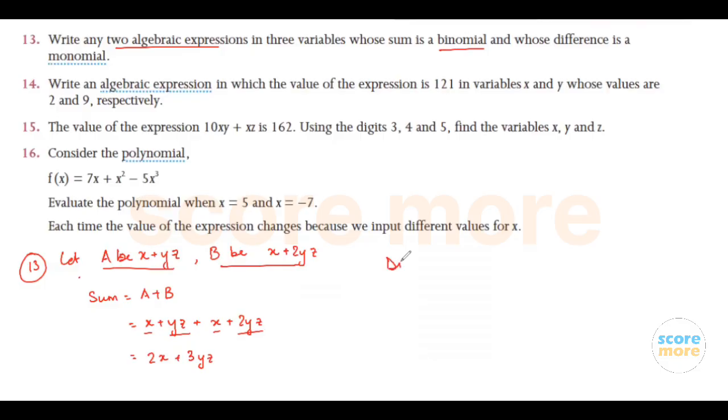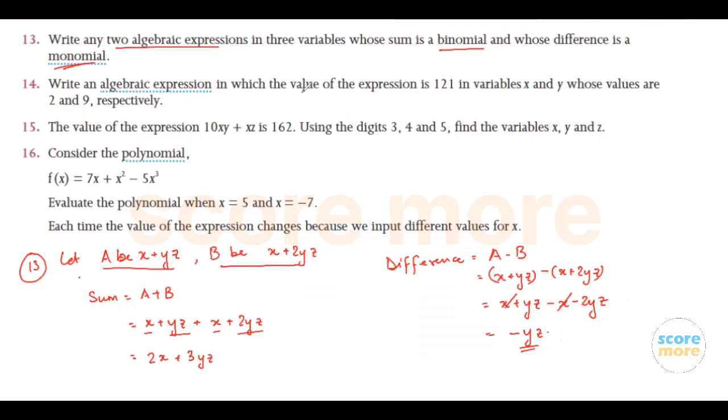Now second, we are finding the difference. So the difference is A minus B. We can take A minus B or we can take B minus A. Both will be the same. So if we are taking A minus B, that is x plus yz minus x plus 2yz. If we do B minus A, the answer will come negative but it will be a monomial. So x plus yz minus x plus 2yz, open the brackets: x plus yz minus x minus 2yz. We can do some cancellation. So it is yz minus 2yz, that means minus yz, which is a monomial.